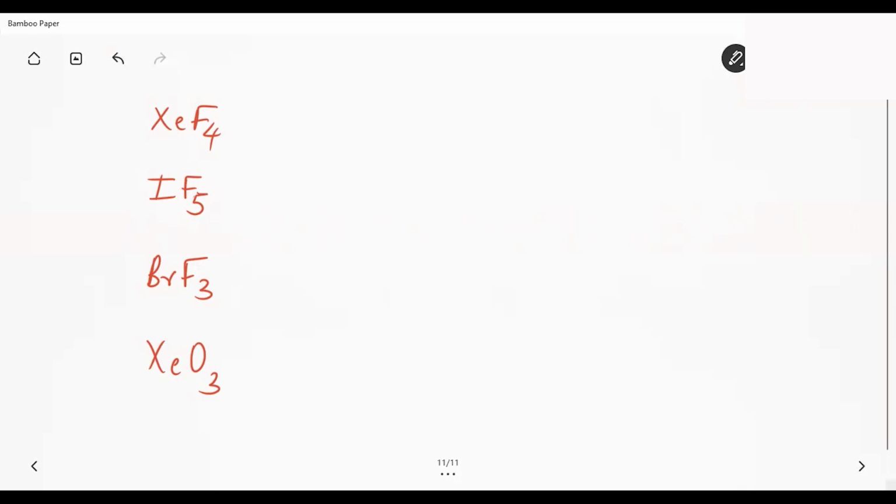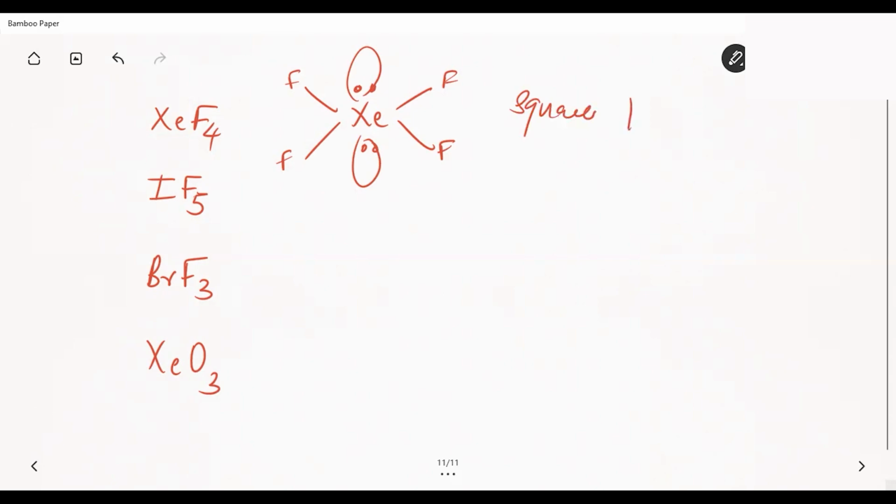First of all, XeF4. Xenon has 8 electrons, and 4 electrons are shared with the fluorine atoms: 1, 2, 3, 4. 2 lone pairs are here. So this is square planar, right? Square planar.